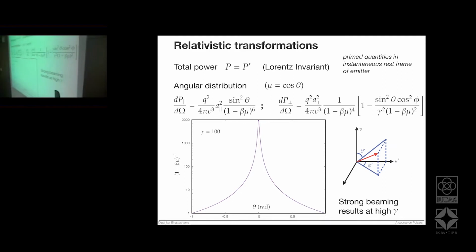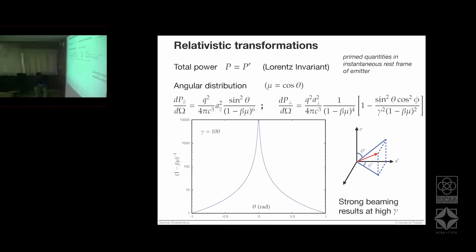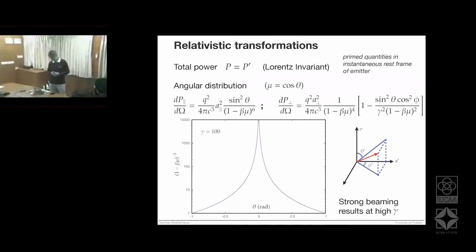In the rest frame of the particle, you have e squared by 4 pi c cubed, a parallel prime squared. Prime quantities are in the instantaneous rest frame of the particle. So here that has been transformed out, and it's been written in terms of the a parallel as seen by the observer. So this right hand side is entirely in terms of quantities defined in the observer's frame. Theta is the angle between the velocity of the particle and the line of sight.